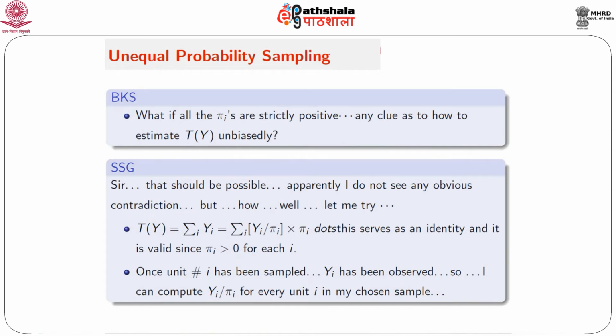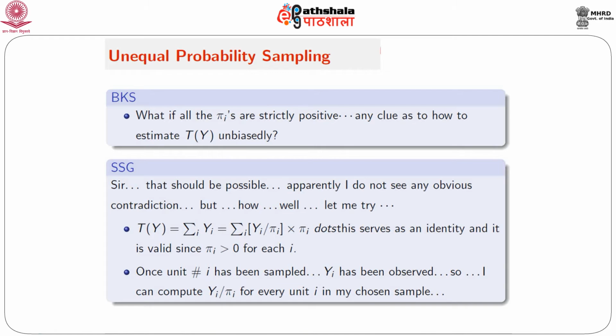What if all the pi i's are strictly positive? Any clue as to how to estimate Ty unbiasedly? Sir, let's try to understand. You are given a prescription of a sampling design, entirely arbitrary, nothing like simple random sampling with or without replacement, nothing like stratified, nothing like PPS with or without. These are all formula driven. Nothing like that. Just a prescription of sample probabilities, a sampling design, where you find that all the pi i's are positive. All the first order inclusion probabilities strictly positive. Do you have any clue as to why and how you can estimate capital Ty unbiasedly?